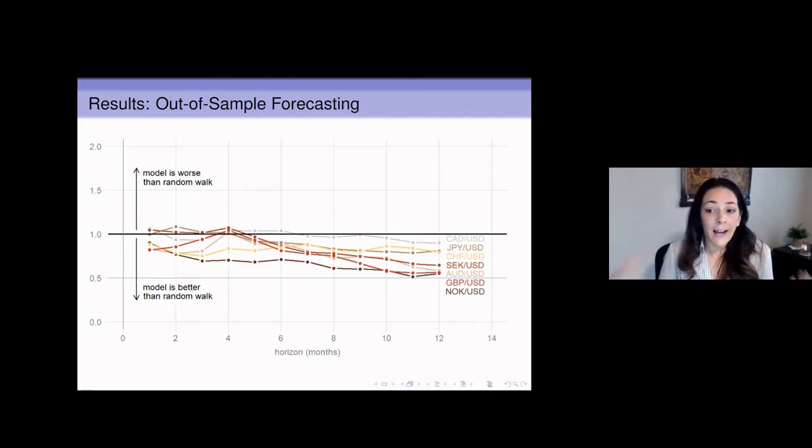Now, how good are my forecasts of the factors? Well, we need a benchmark to compare those. And I'm going to use a random walk, which is the benchmark of no predictability. The random walk is a very naive strategy to forecast that says, if you want to know what exchange rates are tomorrow or a year from now, just use the last value that you have available. And that's going to be the forecast of the random walk.